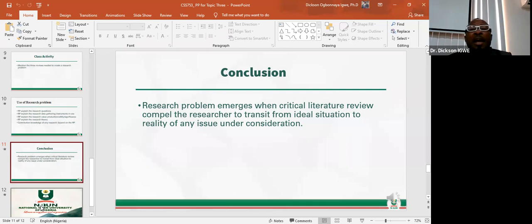So at this point, we have highlighted and discussed the various points under this topic three, creating research problem. We have looked at it from different perspectives: the use, the importance, and its analysis.